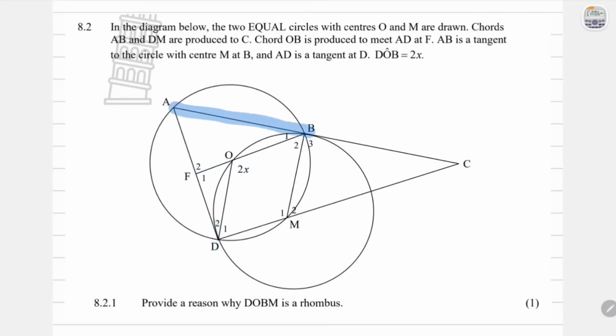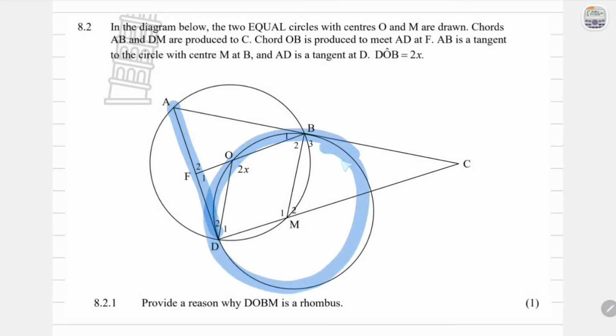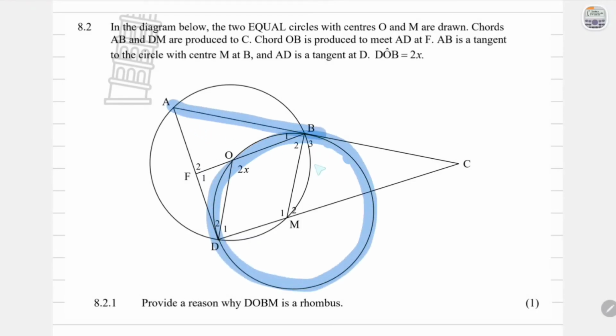Then they tell us that AB is a tangent to the circle with a center at M, at B. Okay, so that's a tangent to this circle. And then AD is a tangent at D. So AD is a tangent to this circle at D. Okay, so basically what we can see here is that this circle has 2 tangents. It has AB being a tangent, and it has AD being a tangent. So the other circle doesn't have a tangent. Then they also tell us that angle DOB is equal to 2x. So that's the only angle they give you, in terms of x.